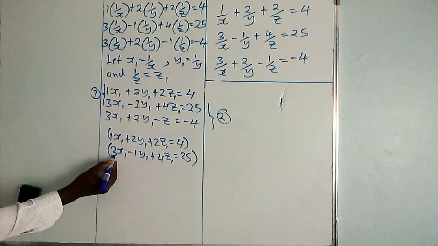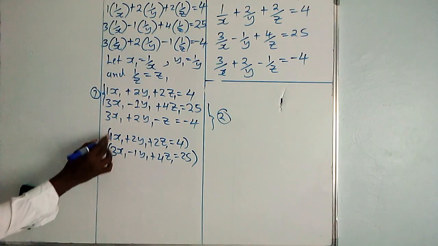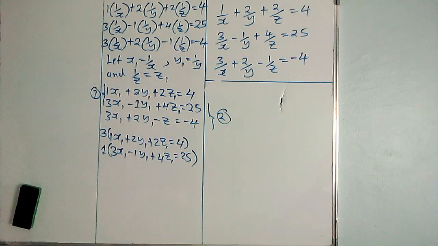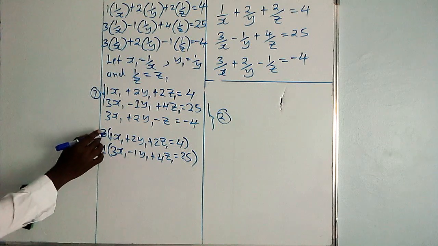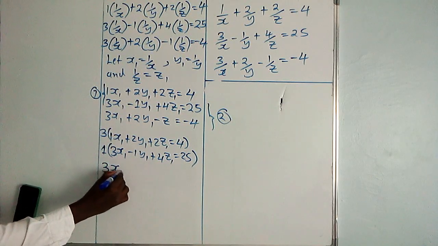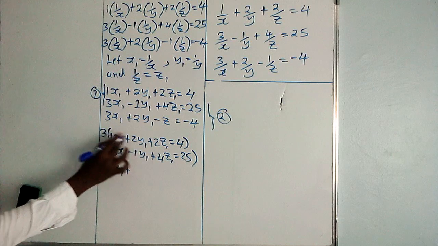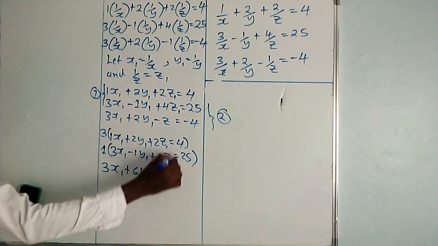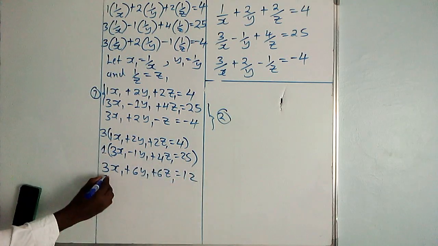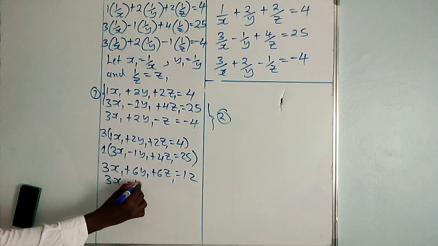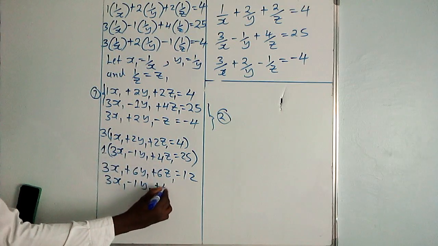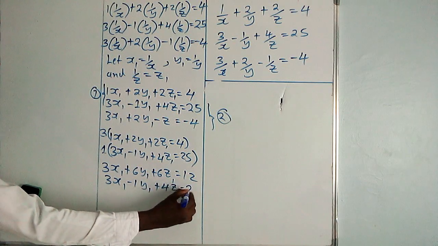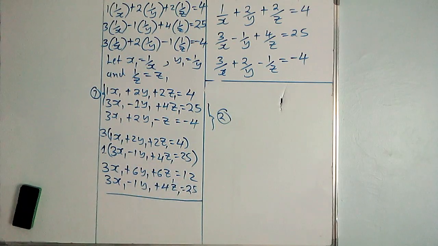The coefficient of x1 in the upper equation is 1, meaning you multiply the down equation by 1. The coefficient of x1 in the down equation is 3, meaning you multiply the upper equation by 3, isn't it? So we now have 3 times 1 is 3x1 plus 3 times 2 is 6y1 plus 3 times 2 is 6z1, then 3 times 4 is 12, isn't it? Then here 1 times anything remains the way it is, isn't it? So that is 3x1 minus 1y1 plus 4z1 is equals to 25. Then we subtract the two equations to eliminate x1, isn't it?